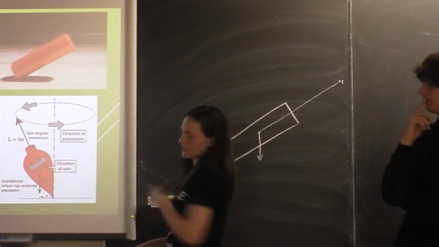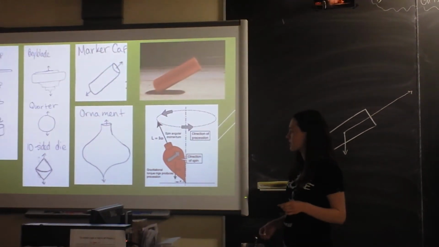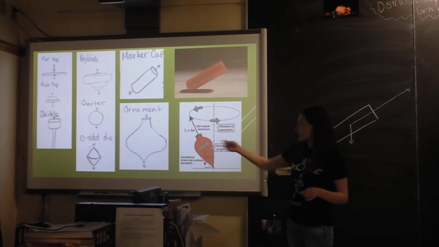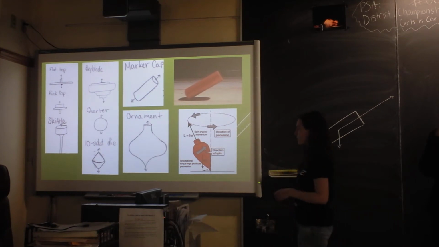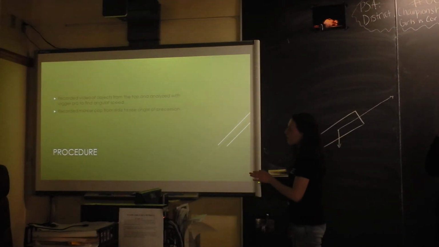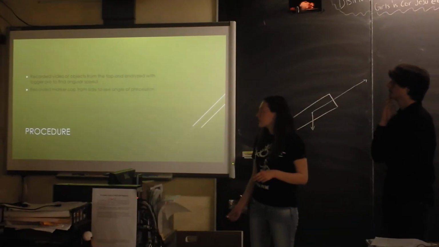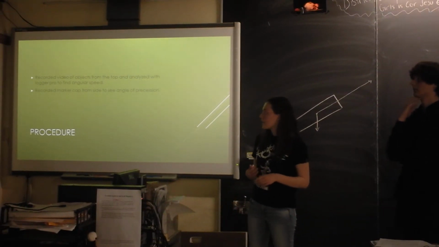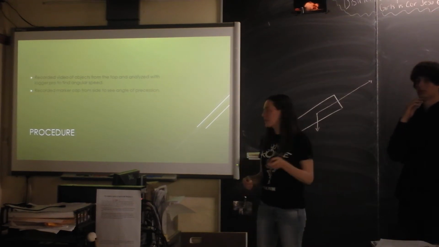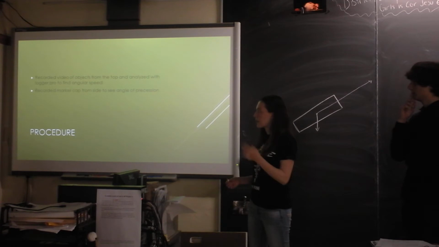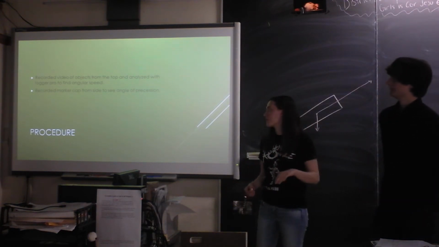And then we got this picture from hyperphysics, which explained precession. This is for a normal top though. And the marker cap was just the most obvious of all of them to show precession. So we recorded videos of the objects and analyzed them with Logger Pro, mostly from the top, finding angular speed. And then with the marker cap, we had to video from the side to get the angle of precession.